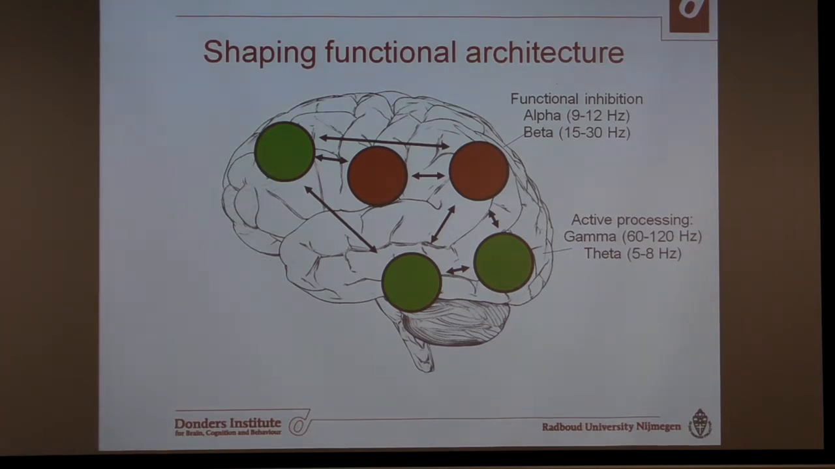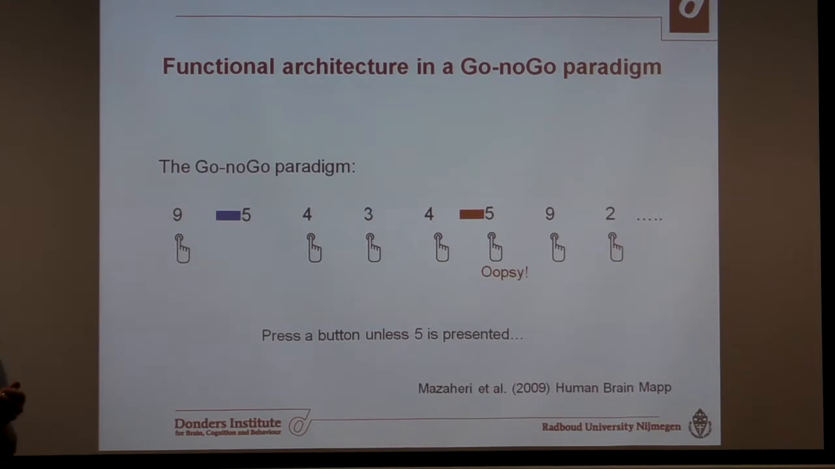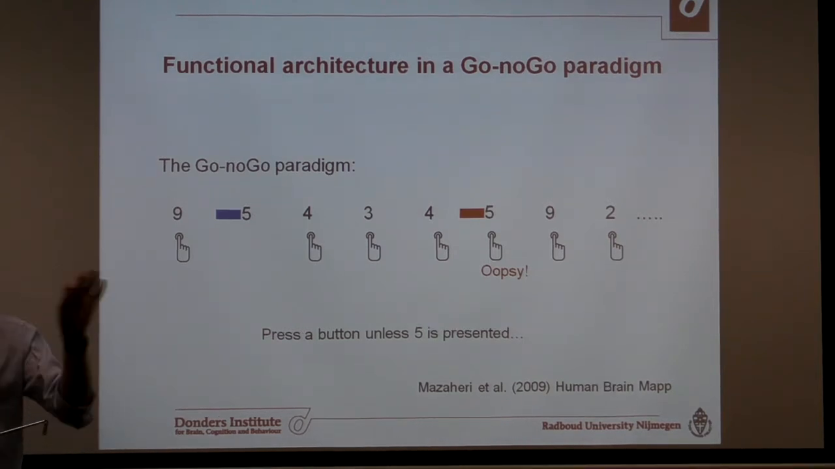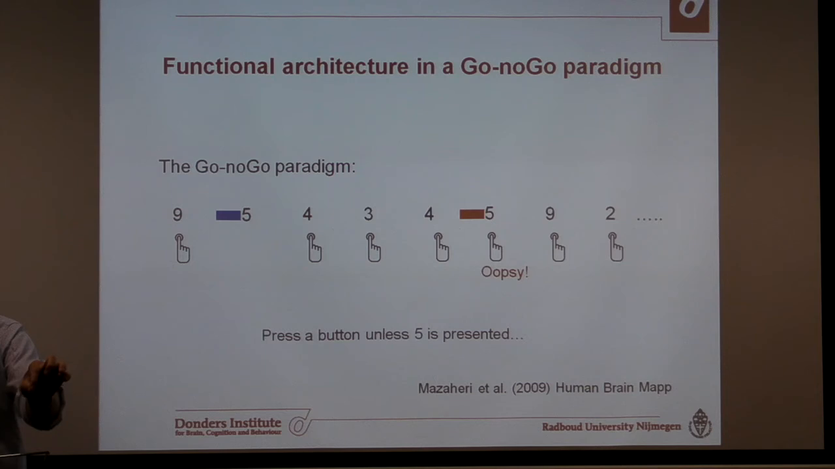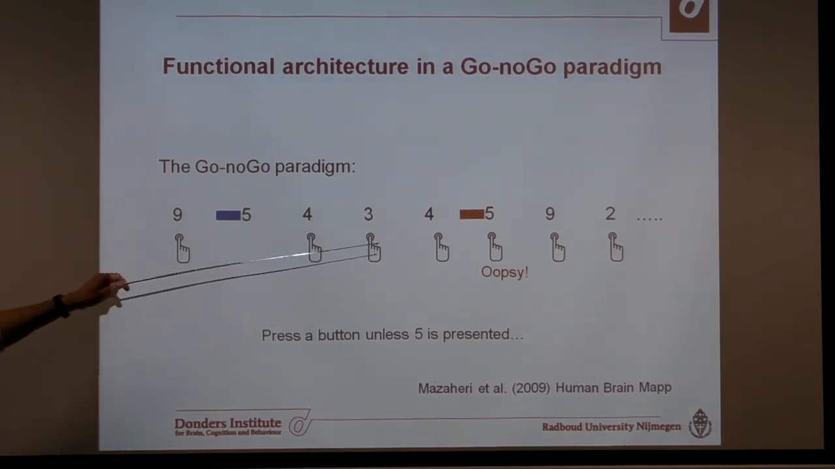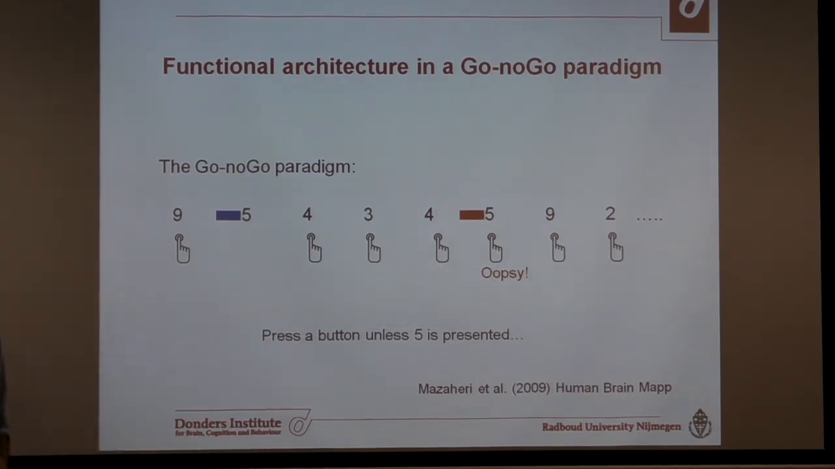So I'm going to show you an example for how to study these sorts of things. And what we have been employing here is a simple go, no-go paradigm. So subjects get a string of digits, and they have to press to every digit, but they have to hold back button presses to number 5, right? So basically now and then, since they are pressed for time, they make a mistake.